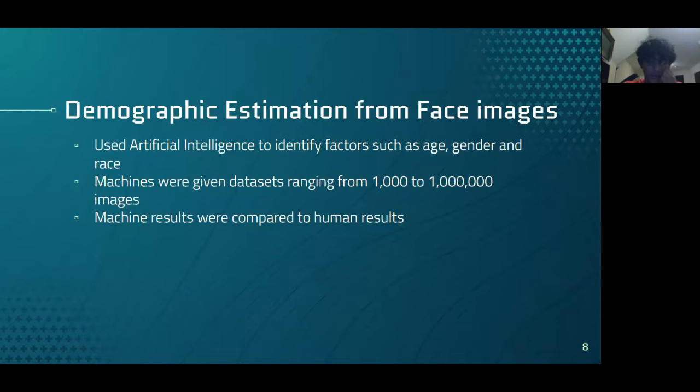The demographic estimation from face images study used artificial intelligence to identify factors such as age, gender, and race in individuals. In the study, machines were given datasets ranging from 1,000 to 1 million images. Lastly, machine results were compared to human results. It was determined that machine results were more accurate in demographic estimation.